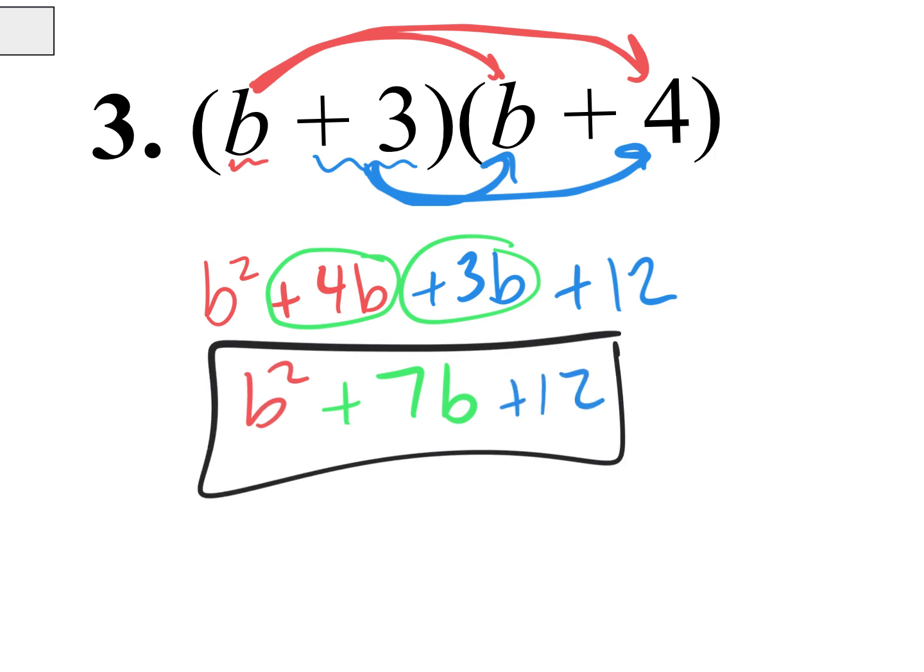Why is it the final answer? Because you can't combine b squares with b's, and you can't combine 12 with b's, right? You can only do like terms. B squares with b squares, b's with b's, and 12s with 12s, or numbers with numbers.